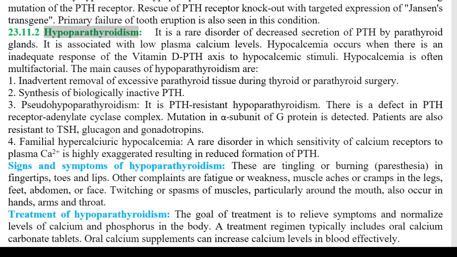23.11.2 Hypoparathyroidism. It is a rare disorder of decreased secretion of PTH by parathyroid glands. It is associated with low plasma calcium levels. Hypocalcemia occurs when there is an inadequate response of the vitamin D PTH axis to hypocalcemic stimuli. Hypocalcemia is often multifactorial.